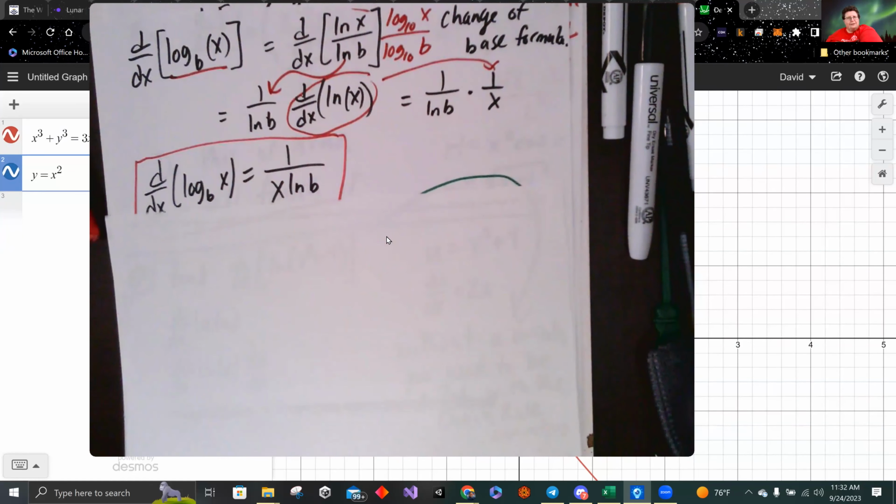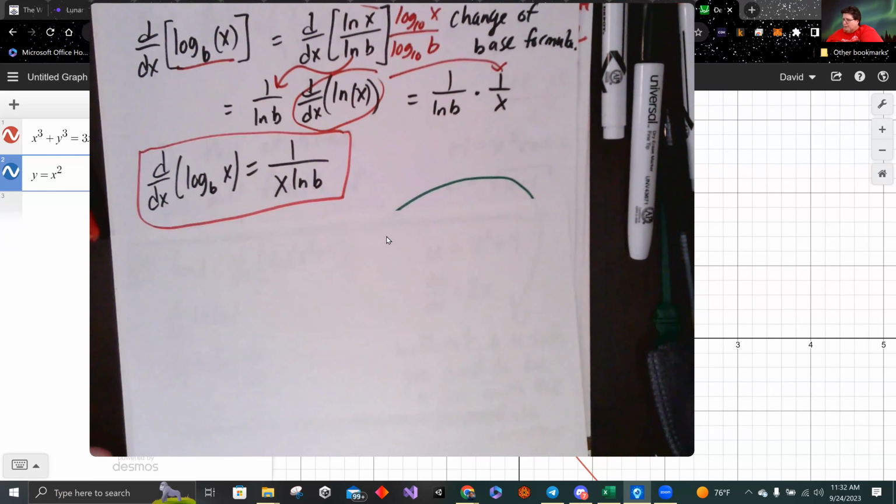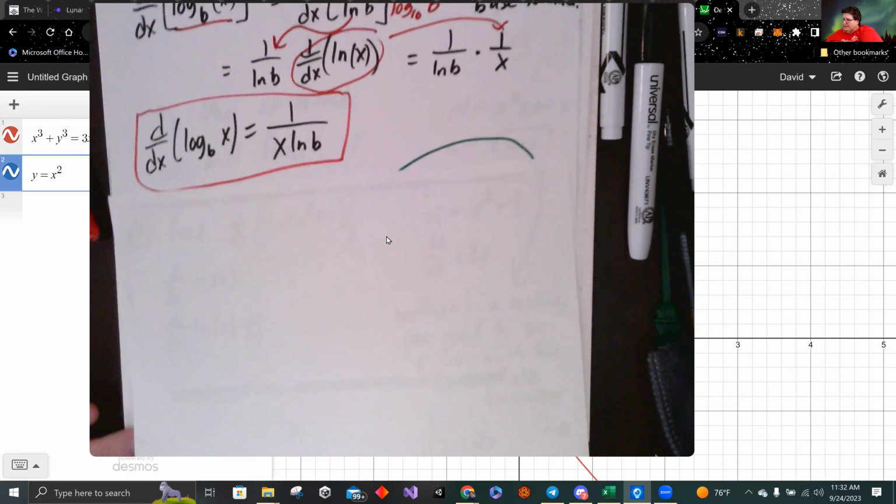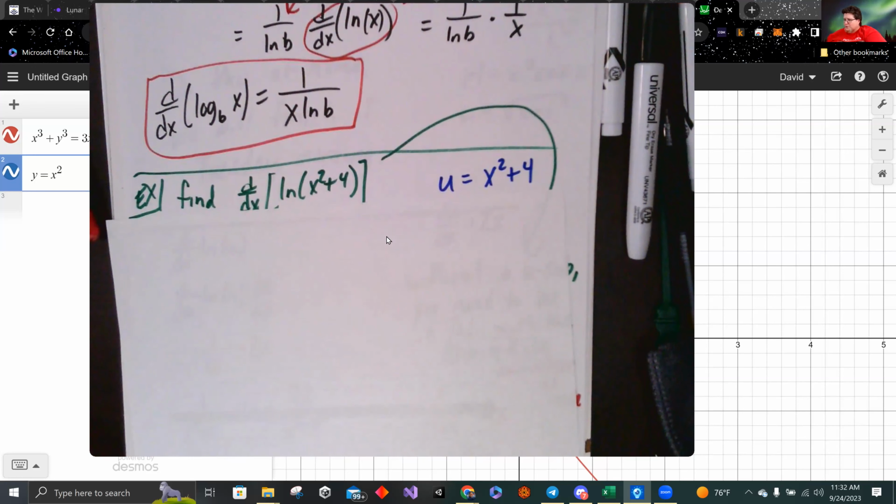There's a lot going on here. I hope you're pausing the videos to record this while you need to. Let's find the derivative of the natural log of x squared plus 4.